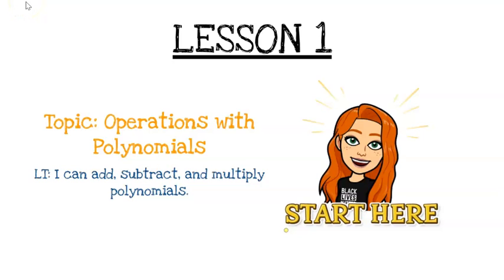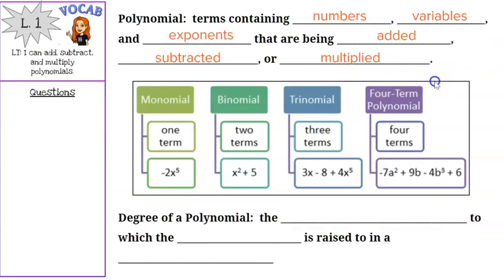Lesson 1, operations with polynomials. Learning target: I can add, subtract, and multiply polynomials. So first, some vocab: polynomial, terms containing numbers, variables, and exponents that are being added, subtracted, or multiplied.